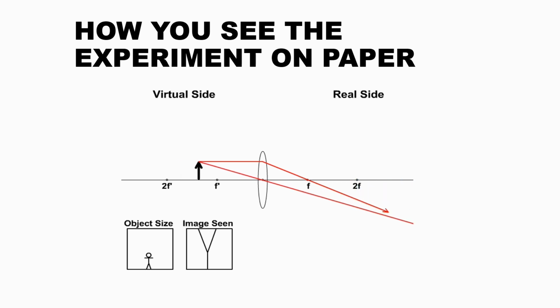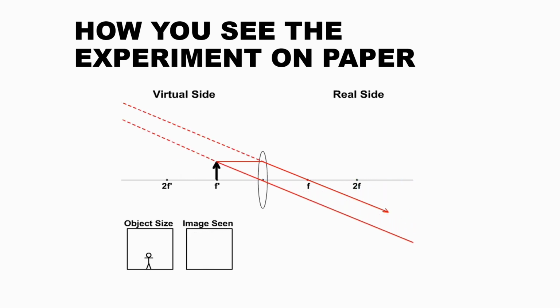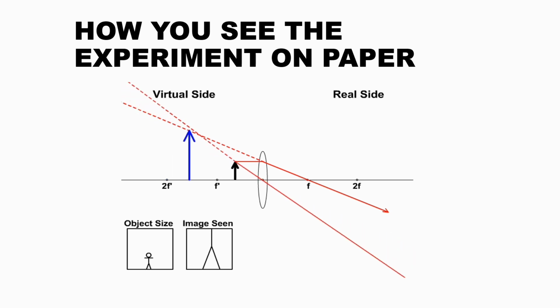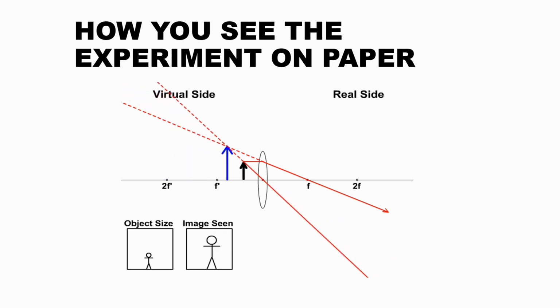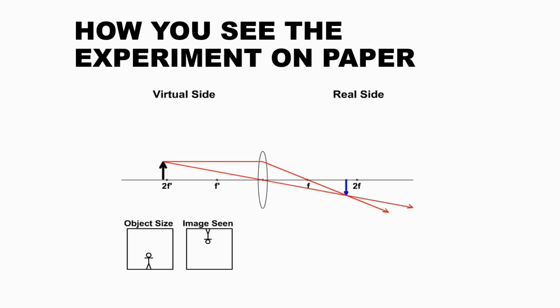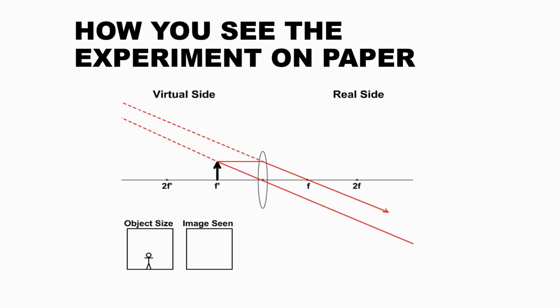But in real life, it does not look like this. In the experiment proper, we are going to do it for you to understand better. That is why at 2F, both the object and the image will have the same size.